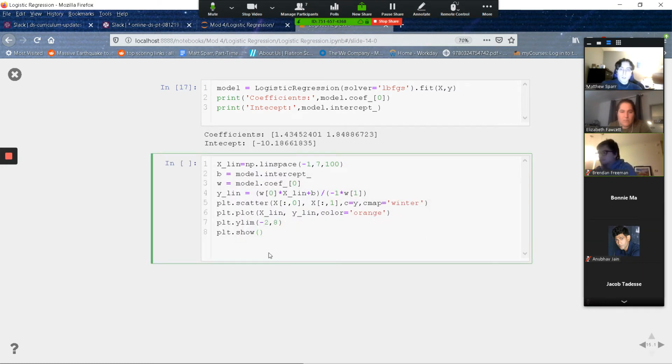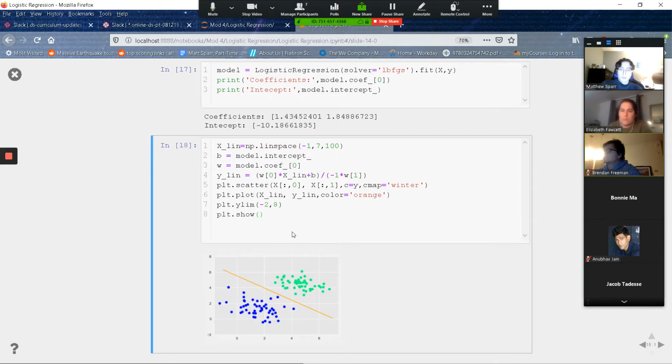All right, so now we're going to go ahead and use those coefficients and that intercept to plot the decision boundary of our logistic regression.